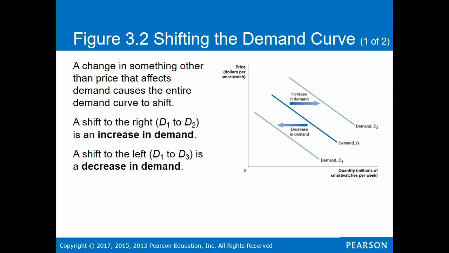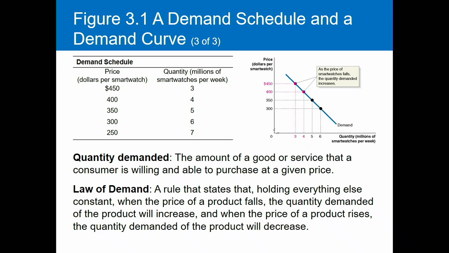So, shifting the demand curve. We talked about changing price, moving along the demand curve. So price changes from 450 to 400. That's a producer choosing to change the price. You move along the demand curve. But it's still this curve right here. The demand schedule doesn't change, the curve doesn't move anywhere.